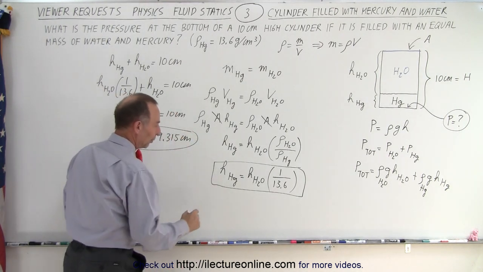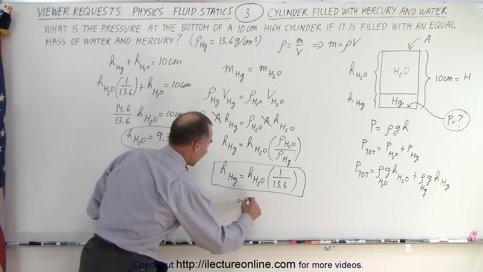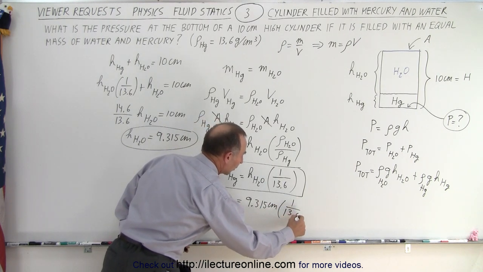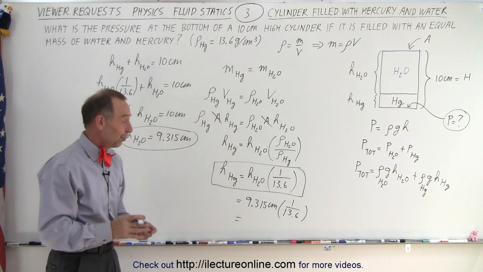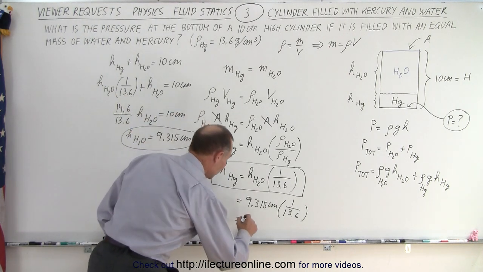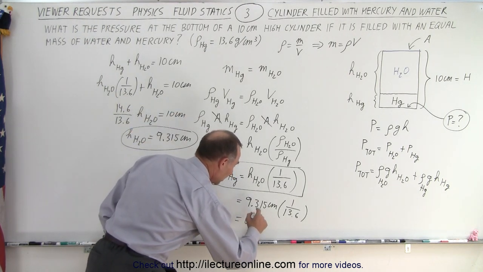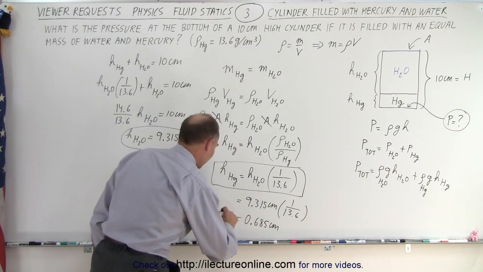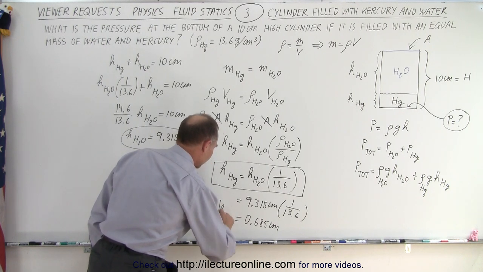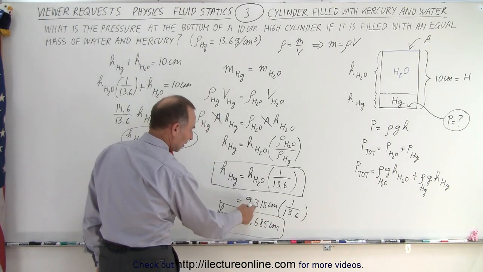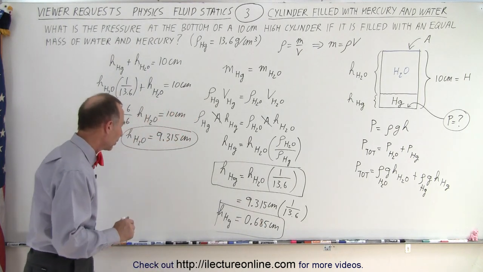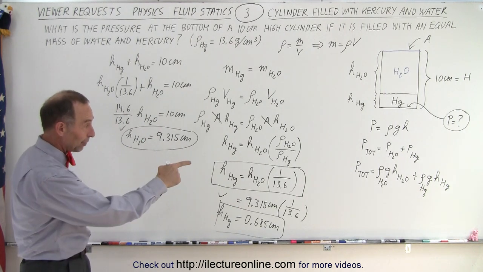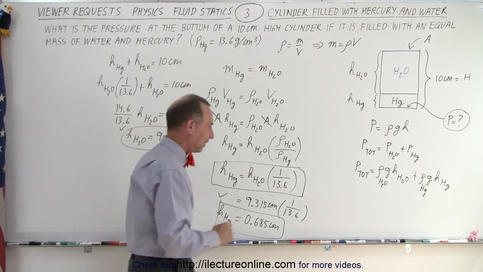And now by using this, we can say that this is equal to 9.315 centimeters times the ratio 1 over 13.6. Of course, we can also subtract that from 10, and then the remainder would be 6.85 centimeters. And so that would be the height of the Mercury. So we add this to this, that would be 10 centimeters. So we're good. So we have the height of the water, we have the height of the Mercury. Now we can find the total pressure, now that we know everything. So let's go over here and find the total pressure.